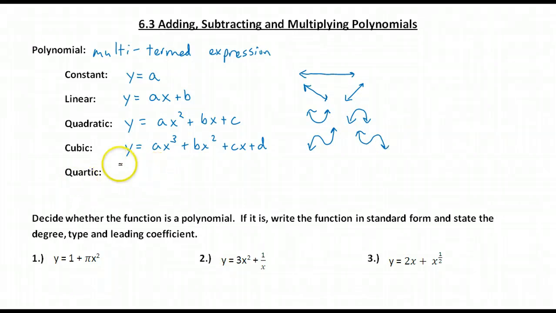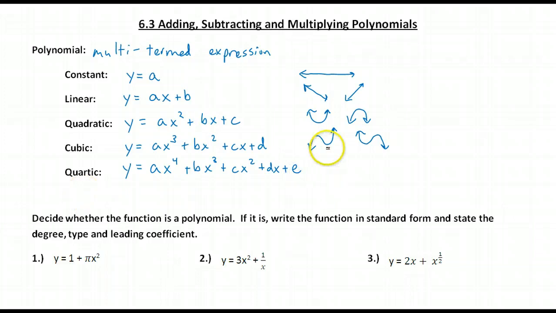A quartic polynomial has an x to the 4th power in it. The graph of a quartic polynomial will be kind of a W-shaped thing. It's like a parabola and a parabola and a parabola. And it's either going to open up or open down.